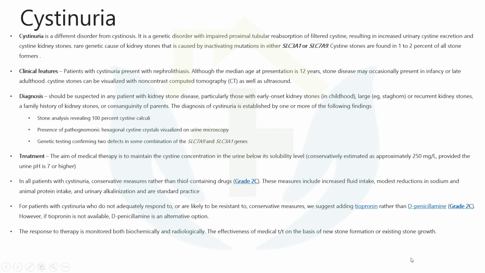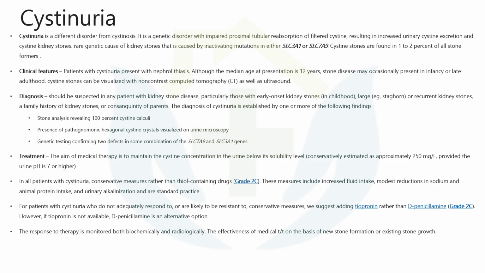The next topic is cystinuria. Cystinuria is a different disorder from cystinosis. As I told, cystinuria is a problem of excretion, the reabsorption of cystine from the tubule. So with more cystine in the urine, it will form kidney stones, which is the major mechanism. So it causes basically nephrolithiasis.